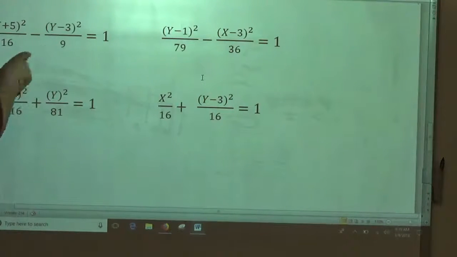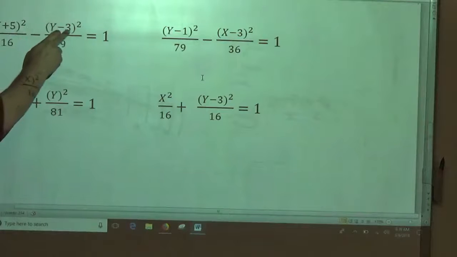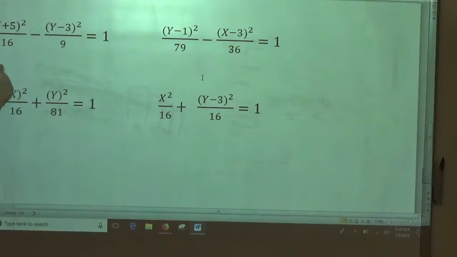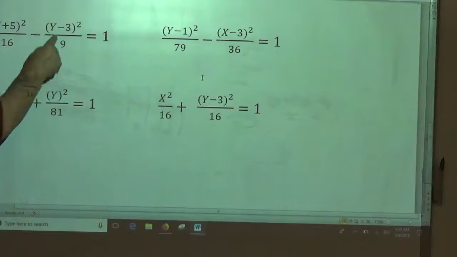Take the square roots of both of these numbers. This is a 4, this is a 3. So we're going to construct from this center of -5, 3, we're going to go 4 in the x direction, and we're going to go 3 in the y direction, and we're going to make a box.